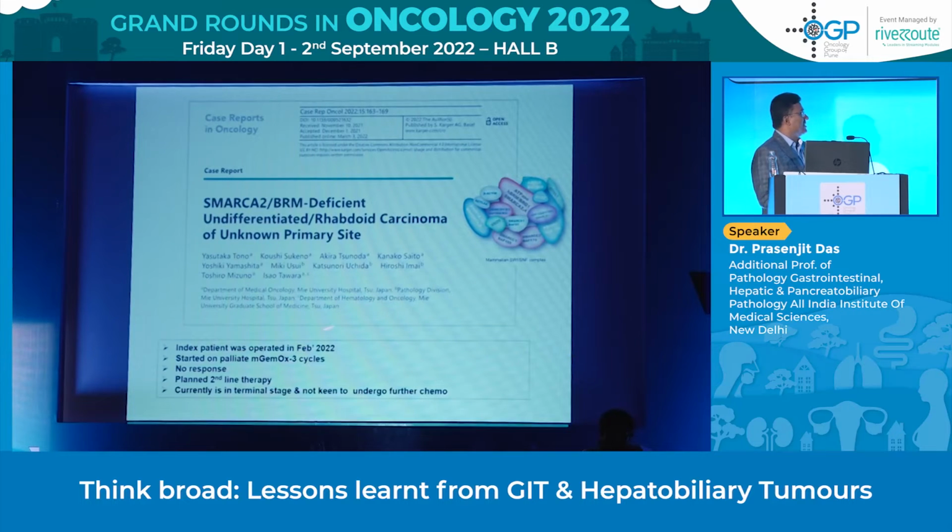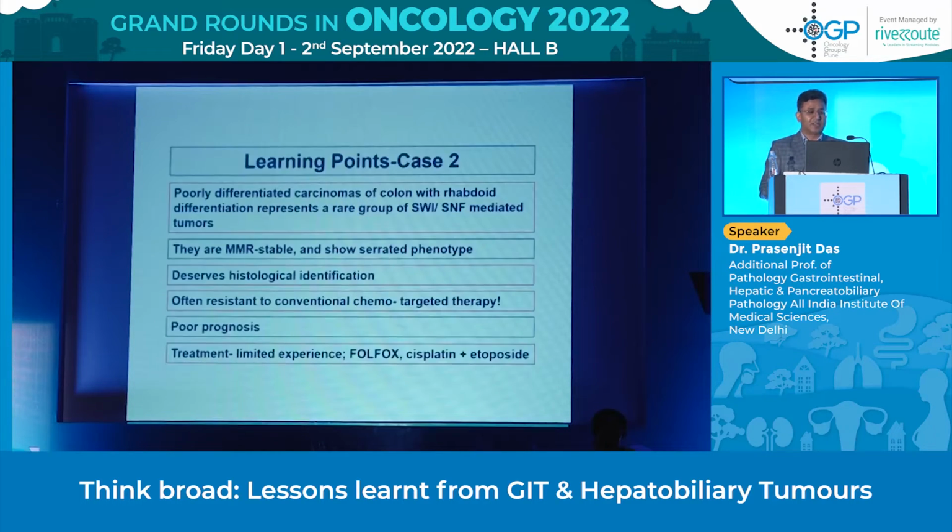In the index patient, the prognosis is very poor, as we have told. Gemcitabine and oxaliplatin therapy was given. After 3 cycles, there was no response, and the patient is in terminal stage. I just asked the day before, and the patient is not willing to undergo any further second-line chemotherapy.